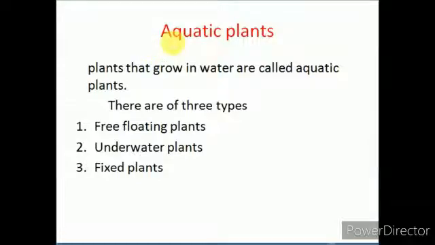Now we will discuss aquatic plants. So what are aquatic plants? The plants that grow in water are called aquatic plants. জীবিলাক plants পানীত গজে বা পানীত বৃদ্ধি হয় হেবিলাক plants ক কি বুলি কয়, aquatic plants বুলি কয়. ঠিক আছে, so now there are 3 types of aquatic plants. One is free floating plants, number 2 is underwater plants, and number 3 is fixed plants. We will elaborately discuss each type of aquatic plants in the upcoming slides of this video.